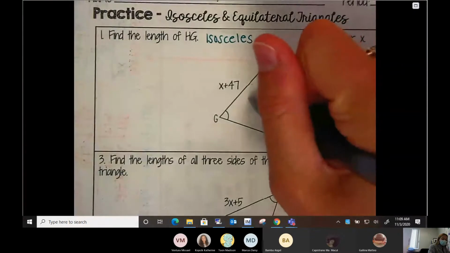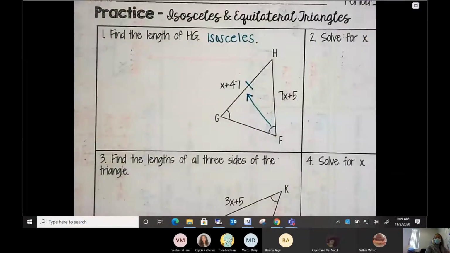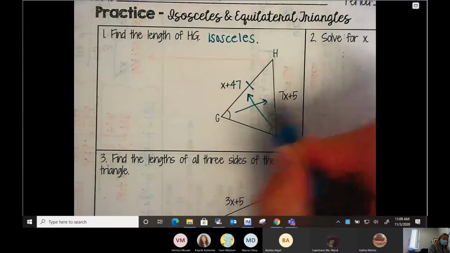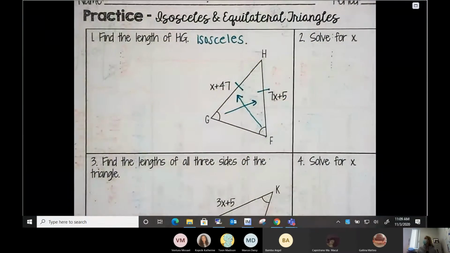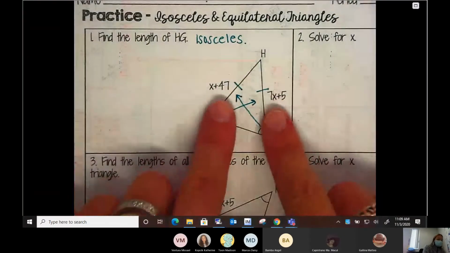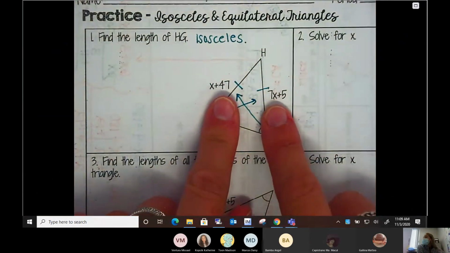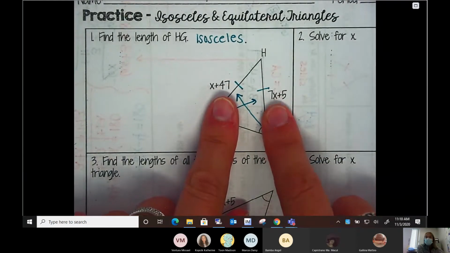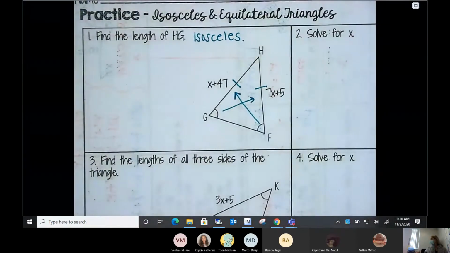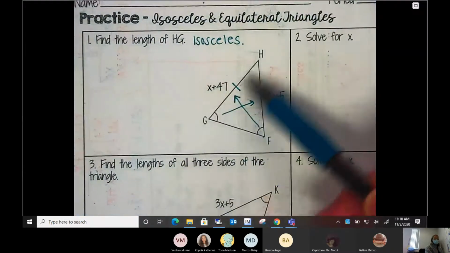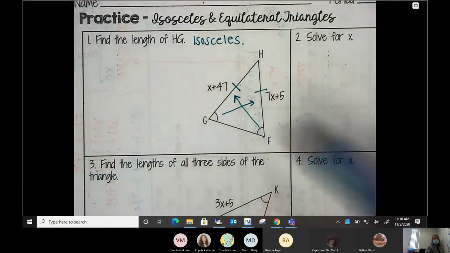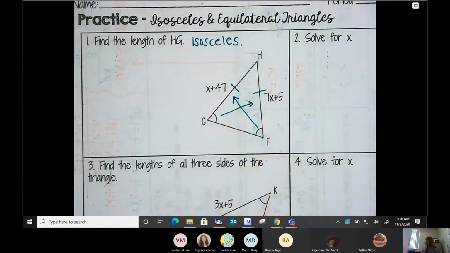Right, across from F is your first side, and then across from G is your second side. Those two sides are congruent or equal. They're exactly the same. If these two sides are exactly the same, what can I do with the two equations? Yeah, set them equal because they're exactly the same. So if this side, let's just say, was 20 inches, well, then that means this side has to be 20 inches as well. They have to be exactly the same.